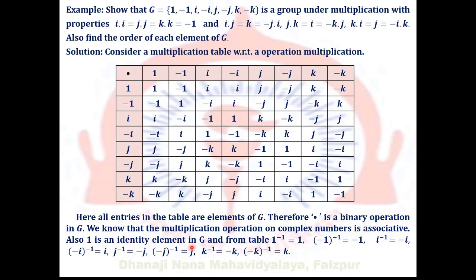Also, 1 is the identity element in the group G, and from the table we have 1 inverse is equal to 1, minus 1 inverse is minus 1, i inverse is minus i, minus i inverse is i, j inverse is minus j, minus j inverse is j, k inverse is minus k, and minus k inverse is k. Therefore, G with the operation multiplication is a group.